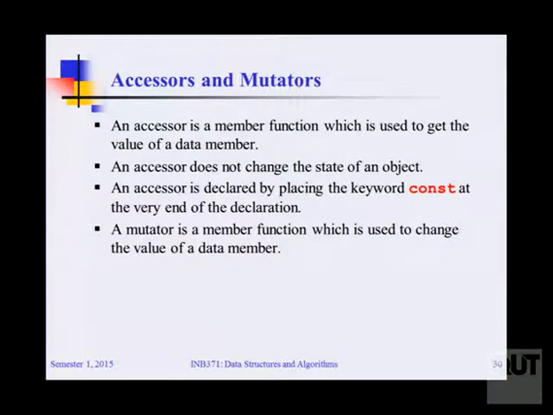Very quickly, talking about accessors and mutators, because they are not new to you at all. An accessor is a function used to access the value of a class member, and a mutator is used to change the value of a class member. That's what we call mutators and accessors.